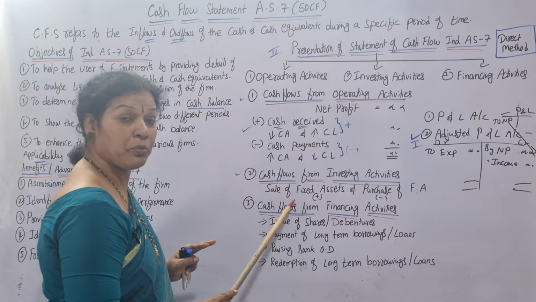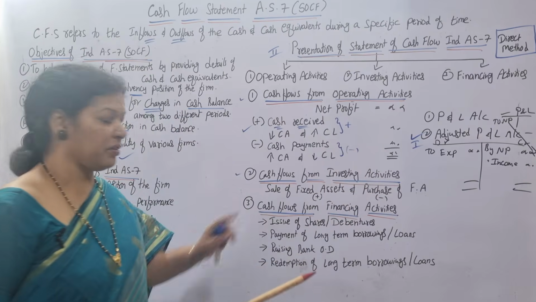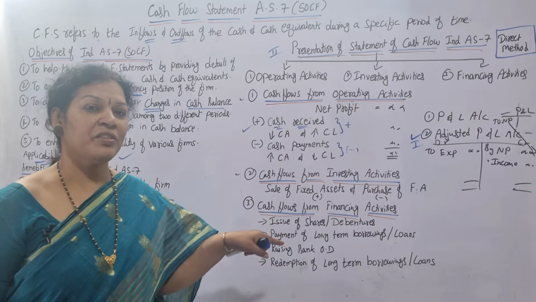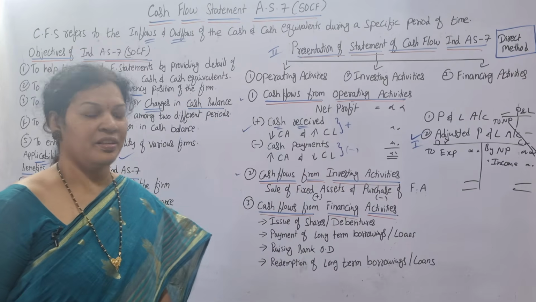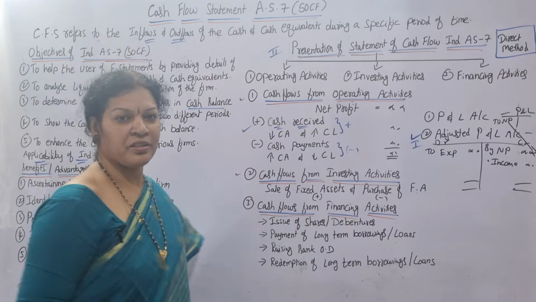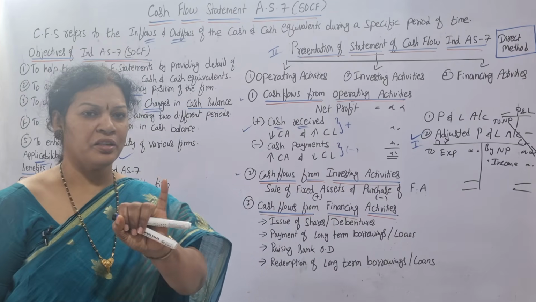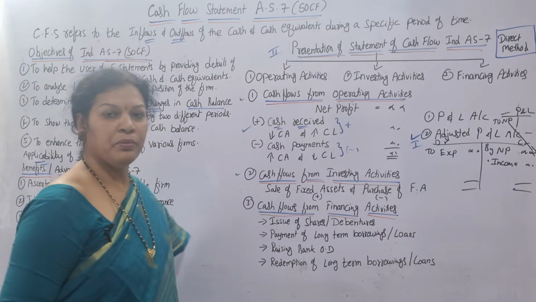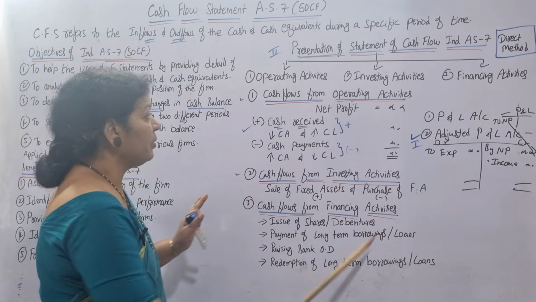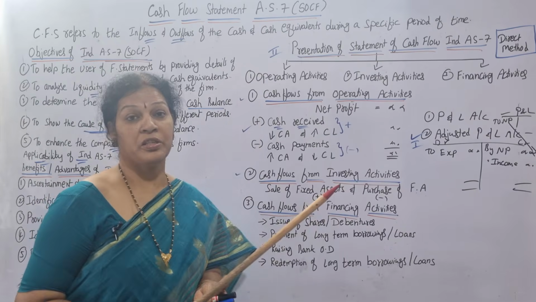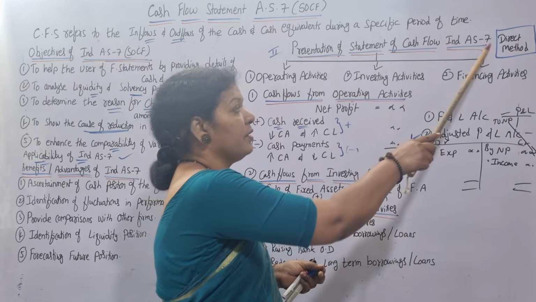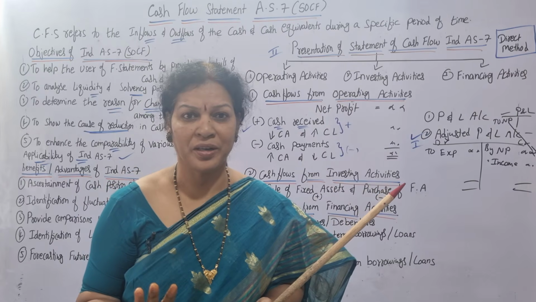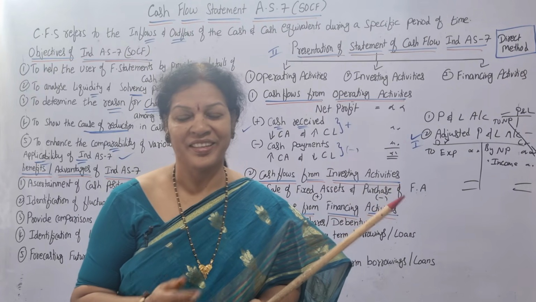Now the second one is cash flows from investment activities. Simple. Sale of fixed assets, add. Purchase of fixed assets, deduct. The third one is cash flows from financing activities. It talks about share capital and any long-term investments, like I gave you four examples. If you learn this cash flow statement as per the direct method, it is very easy. Understood? Accounting Standard 7. Take a screenshot.